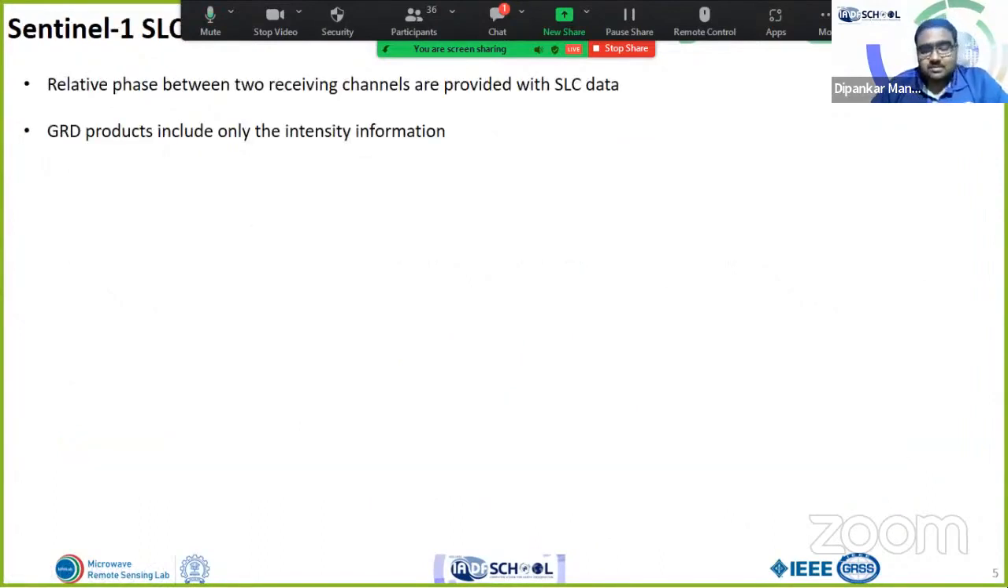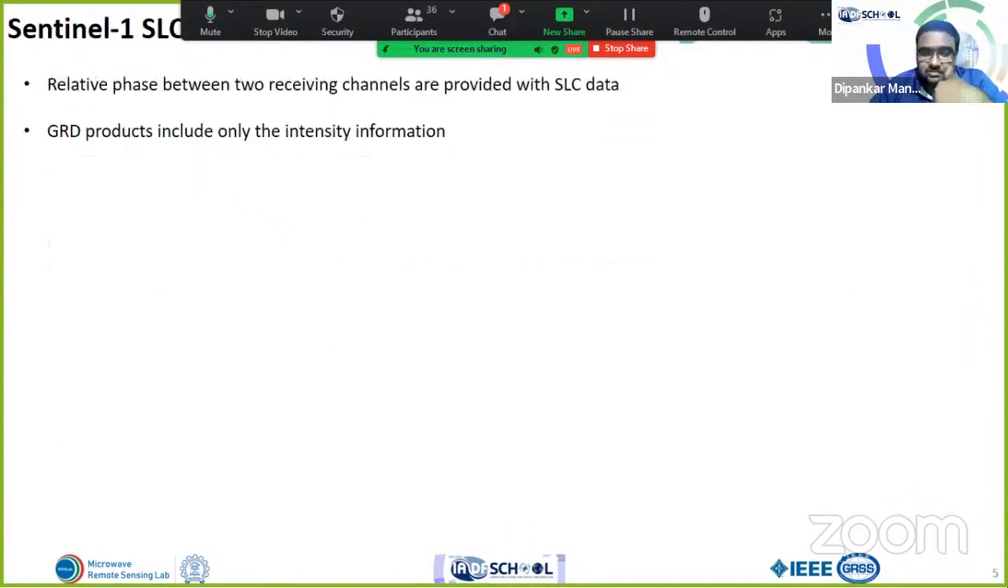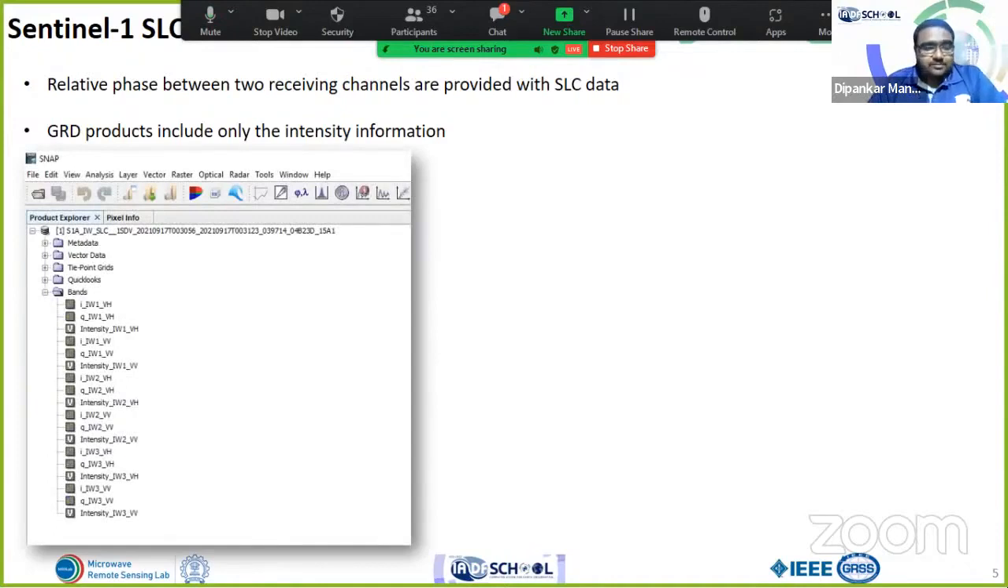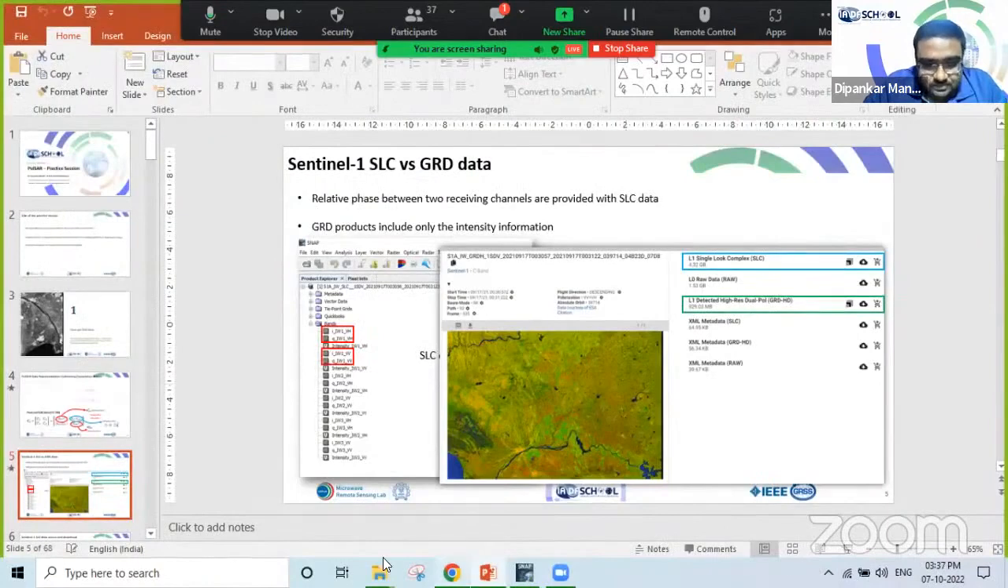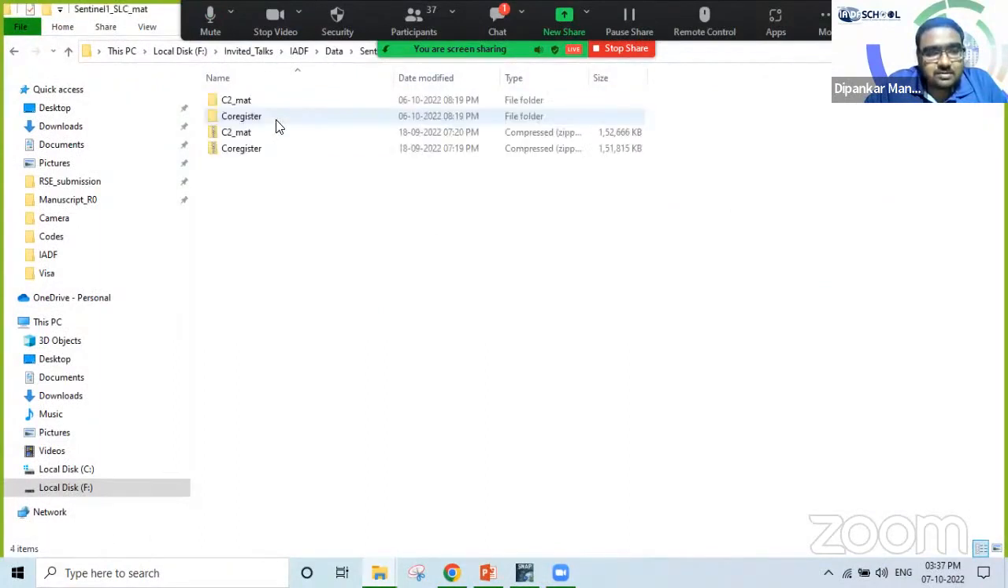Now, we have two types of product with Sentinel-1. One is the SLC, the single look complex product, which has both the phase as well as the amplitude information. The other is the GRD product, the ground range detected product, which has only the amplitude or intensity information. So now we can look into the data set. For easy processing, I have given some pre-processed data in the repository. We can open that in SNAP. Let's see the data sets. In the data, there is a Sentinel-1 C2 matrix.